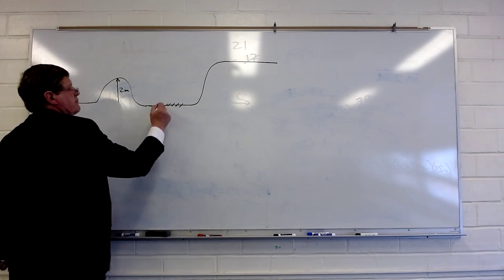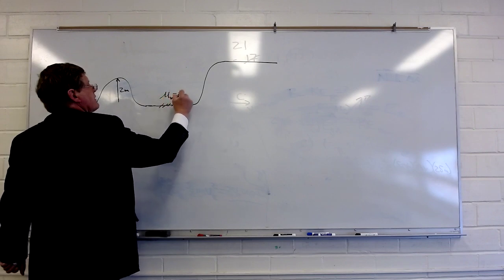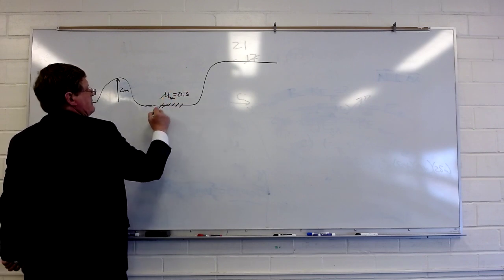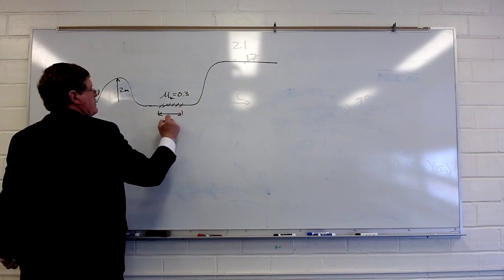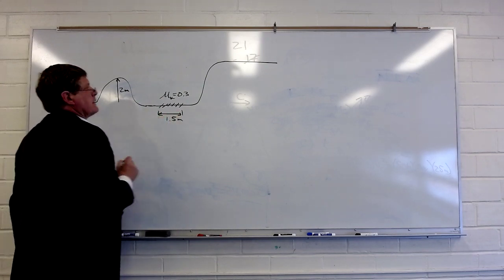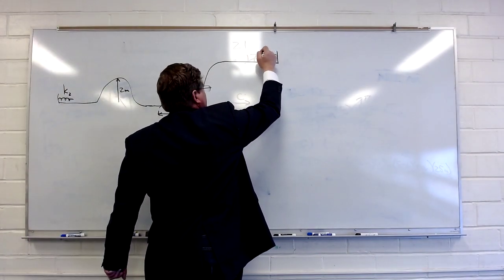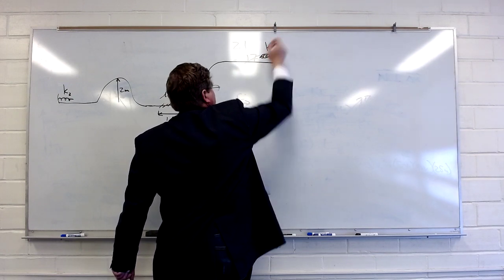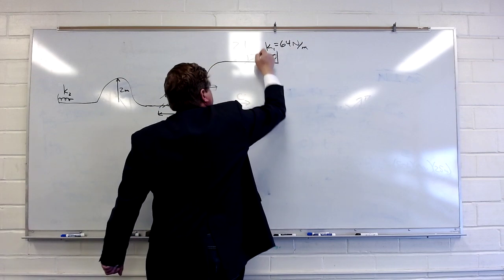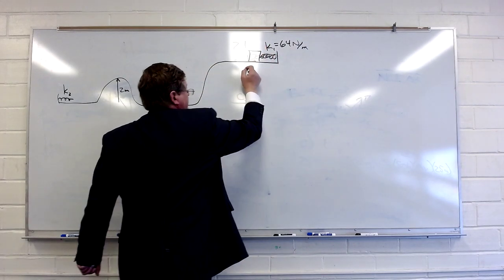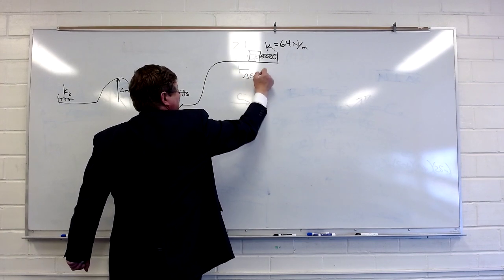We're told that this rough patch here has a mu sub k of 0.3, and runs for a distance of 1.5 meters. We're told that there's a spring here that has K1 equal to 64 newtons for each meter. And we start with this spring compressed half a meter.